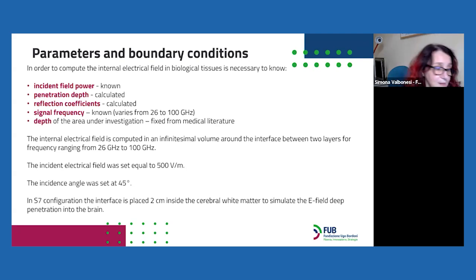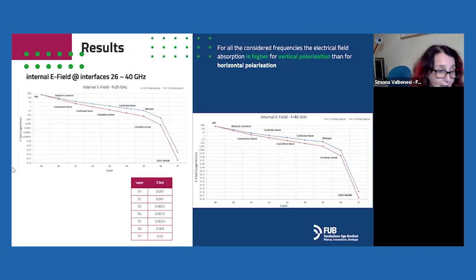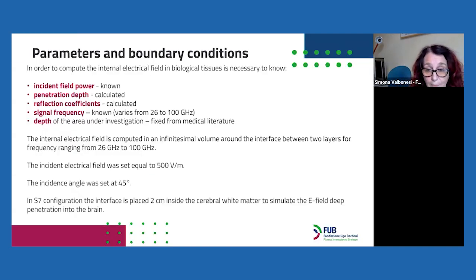In this case, the incident electric field has been set equal to 500 V/m. But if you want, you can change this value. We decided to use 500 V/m because this value of electric field is used for oncological hyperthermia, but it was just a decision, an assumption.